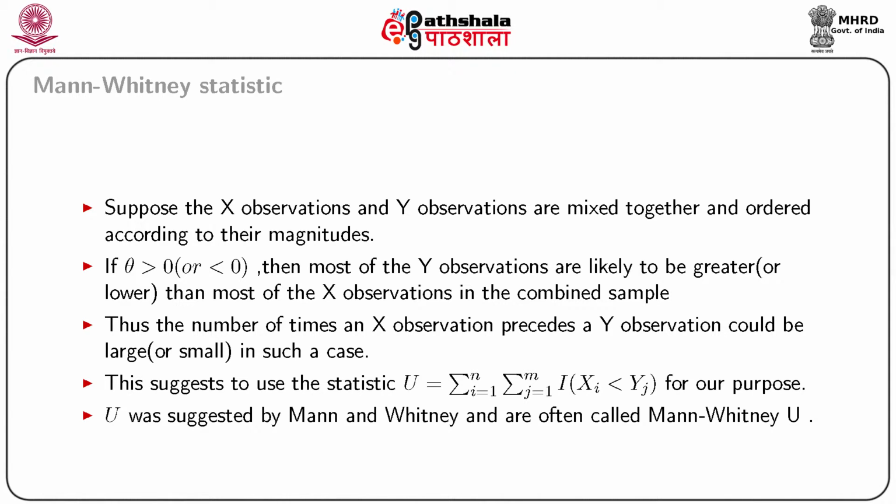This suggests to use the statistic U equal to summation i from 1 to n, summation j from 1 to m, indicator of x_i less than y_j, for our purpose. The statistic U was suggested by Mann and Whitney and is often called Mann-Whitney U.